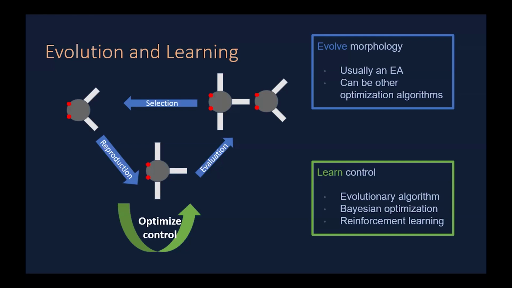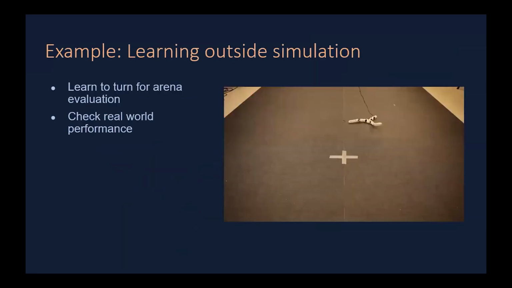This does come with the challenge that every time you create a new robot, you have to re-evaluate it multiple times due to the learning process. So this has a consequence that in simulation, you would have fewer robots to optimize. This is one example of the robot we've seen before. You can evolve robots in simulation and then let them learn outside of simulation.